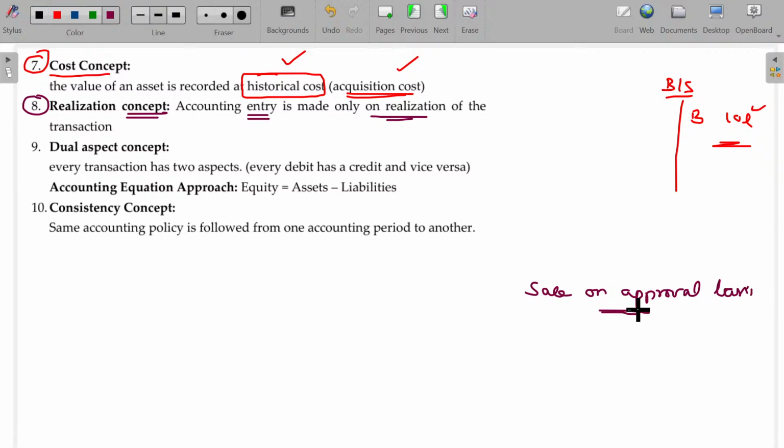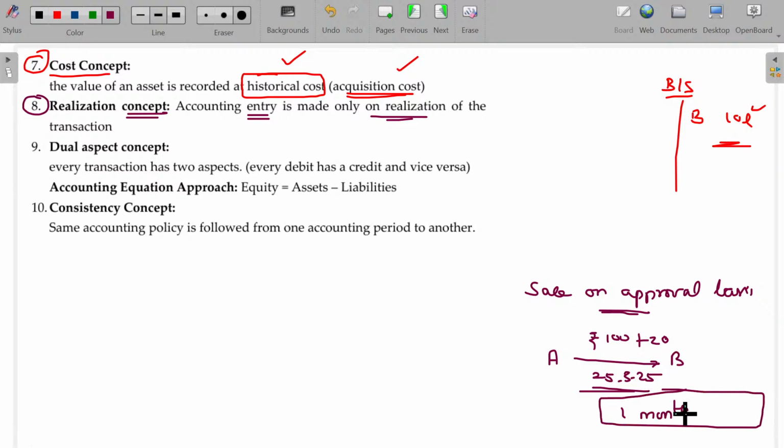Sale on approval basis. A sends goods costing 100 rupees to B, adding 20 rupees profit, for a sale price of 120. This is on 25th March 25, and A has given 1 month for confirmation, a 1 month return policy.